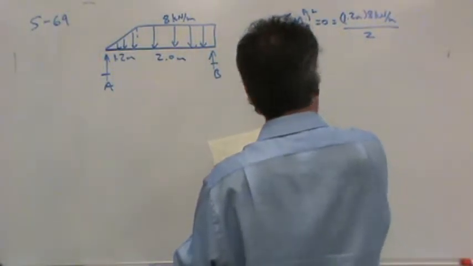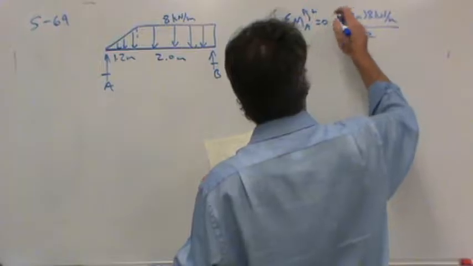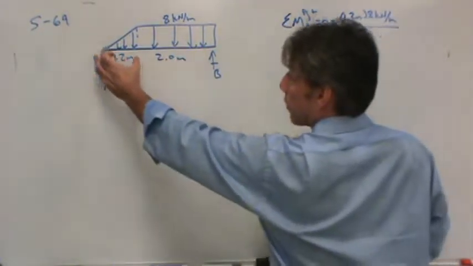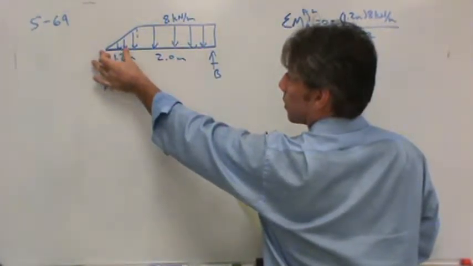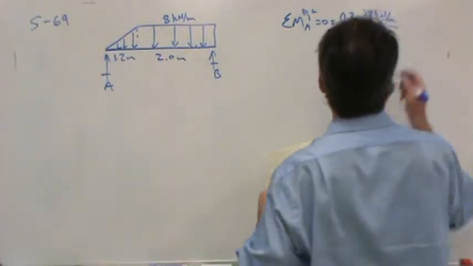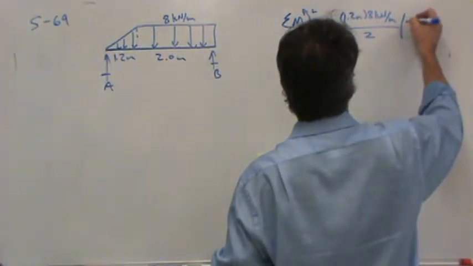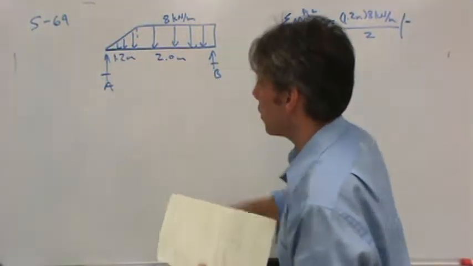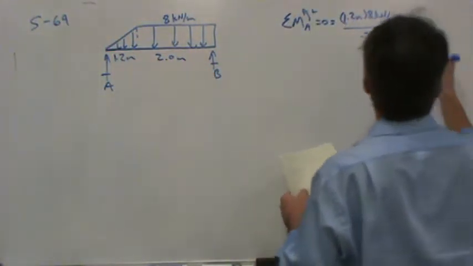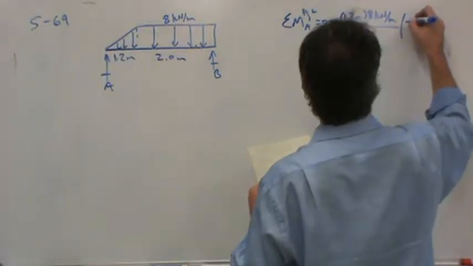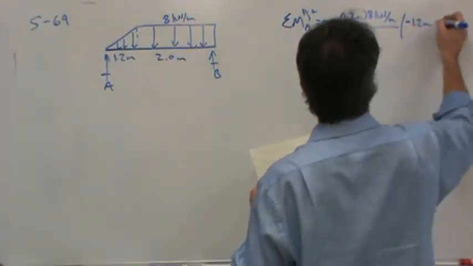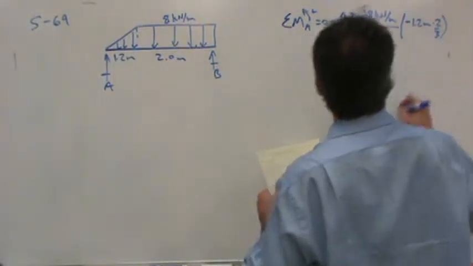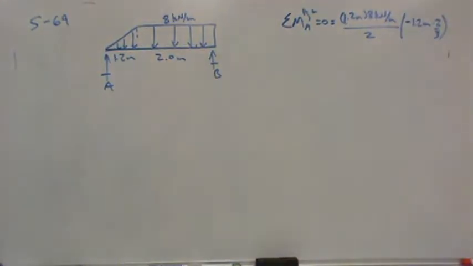So let's see. Now, if I want the moment arm from this end, if I'm summing moments about A, then it's 2/3 of the distance of 1.2 meters. And let me put a negative sign over here because, of course, this moment is going to be a negative moment, right? That resultant will cause a clockwise rotation. So 1.2 meters times 2/3. Okay, so there's the moment caused by the triangular load area.